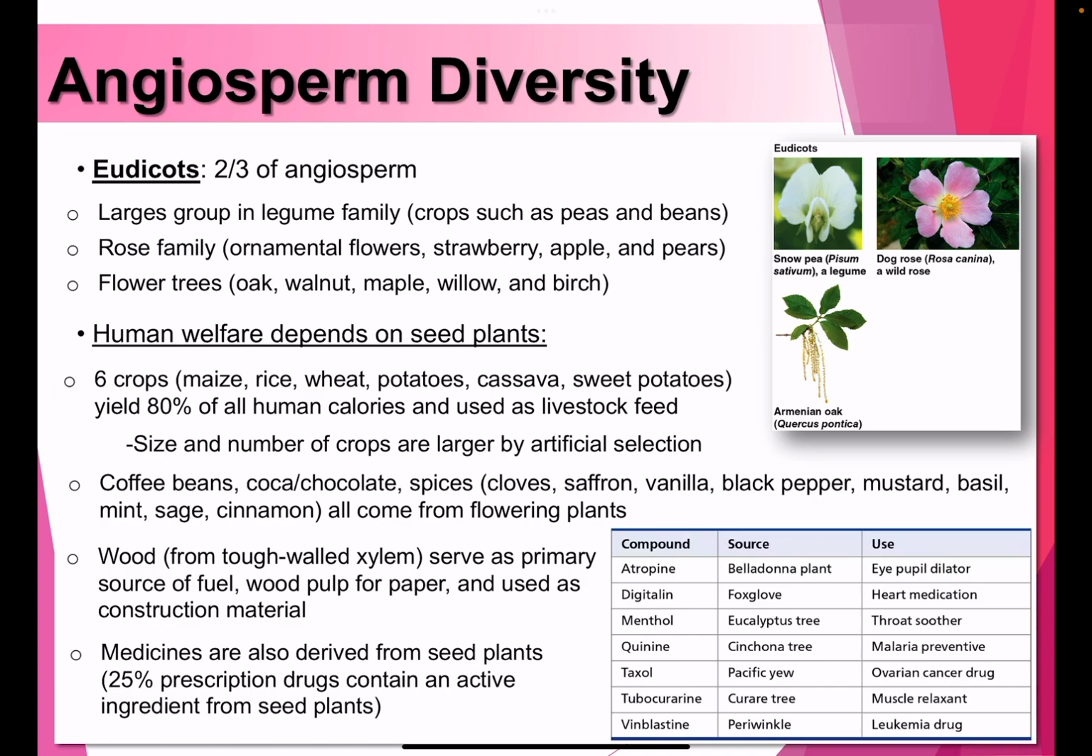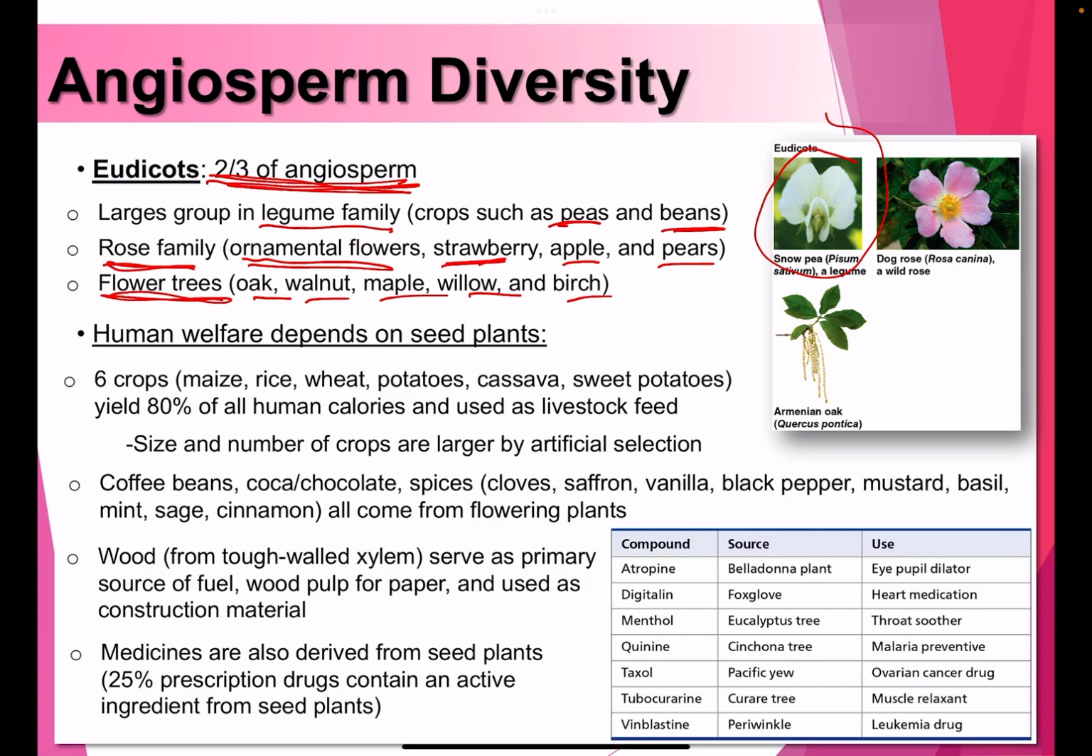Last group is your eudicots, which makes up 2/3 of your angiosperm, which is a big group. It has a large group in the legume family, which crops such as peas and beans are part of. There's also members in the rose family within the eudicot group. So this is where we have ornamental flowers, strawberry, apple, pears, etc. And then you have the group where you have flowering trees mainly making up your oak, walnut, maple, willow, and birch. So this is one example of that, a snow pea plant, which is a legume.